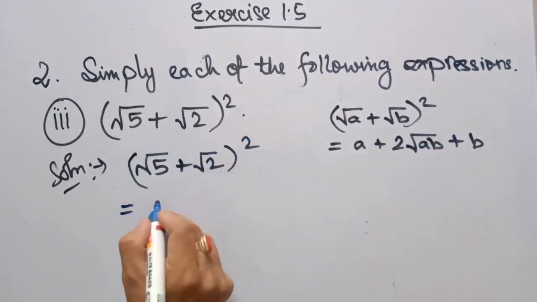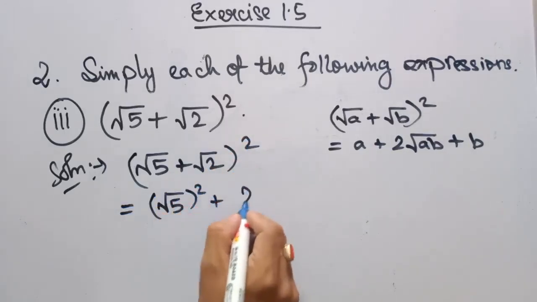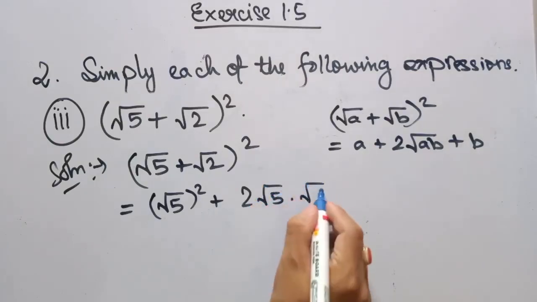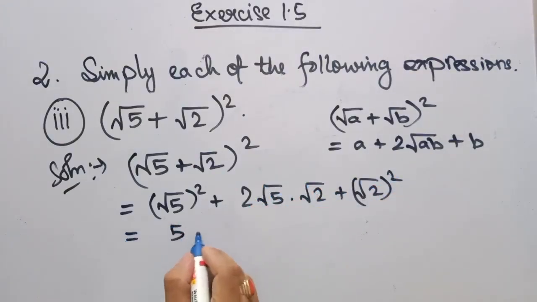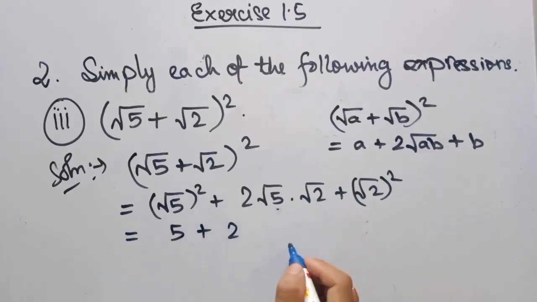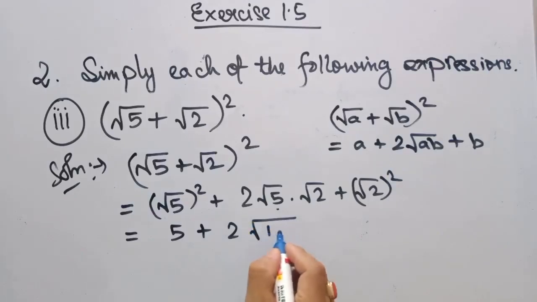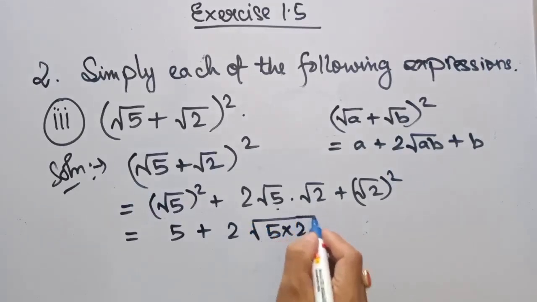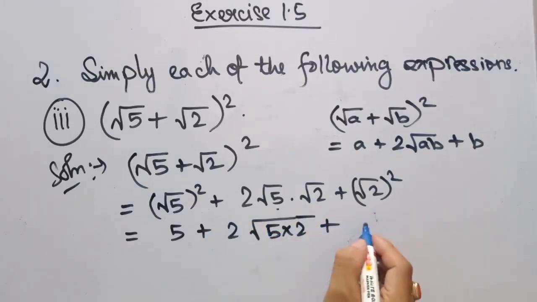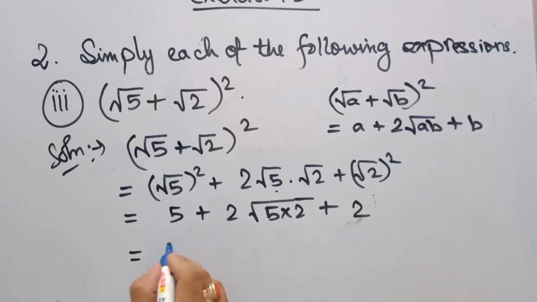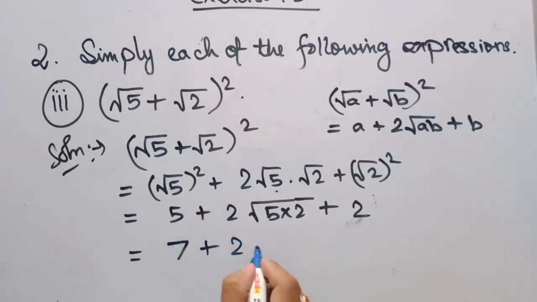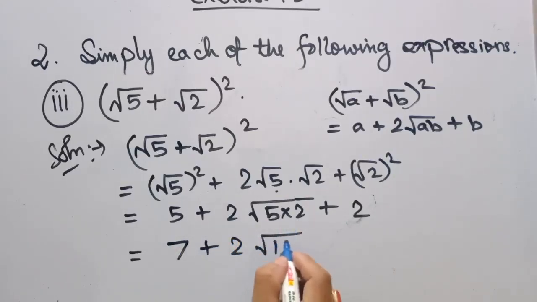whole square equals root 5 square plus twice root 5 root 2 plus root 2 whole square, which equals 5 plus 2 root 5 into root 2 plus 2. Here we will add 5 with 2 and we will get 7. 5 plus 2 is 7, plus 2 root 5 into 2, that is root 10. So after simplification, we will get 7 plus 2 root 10 as our required answer.